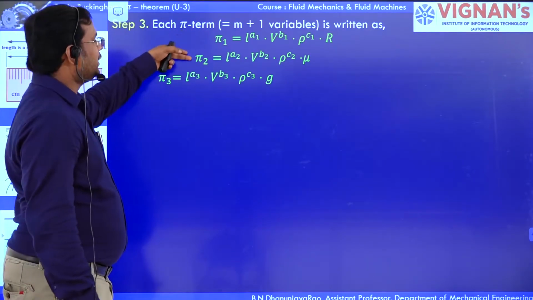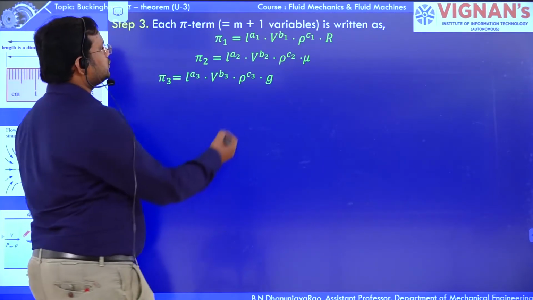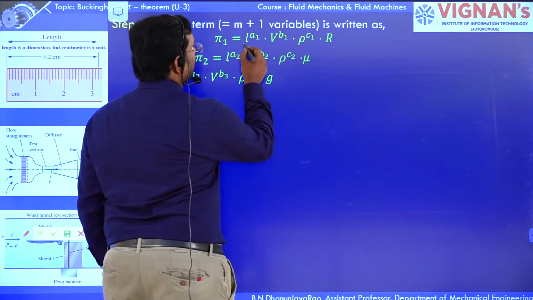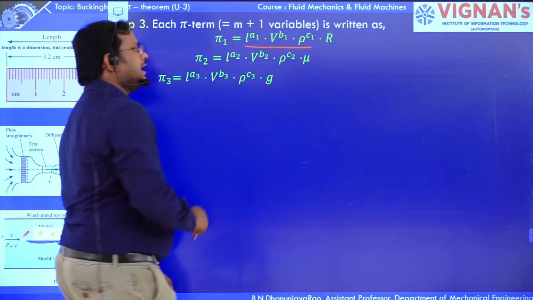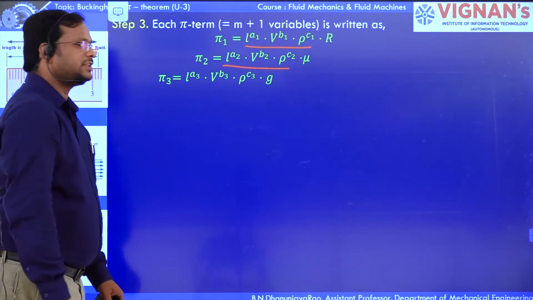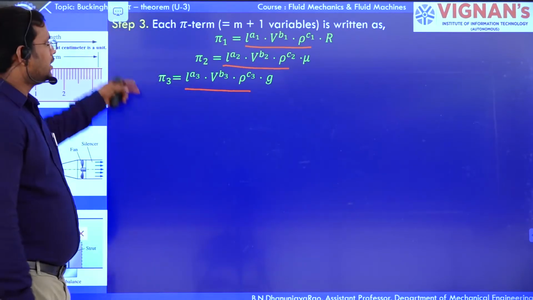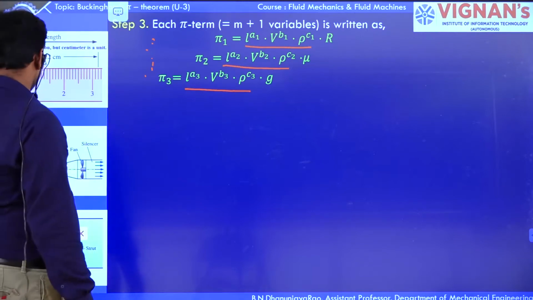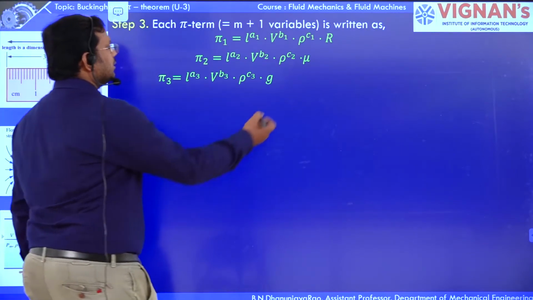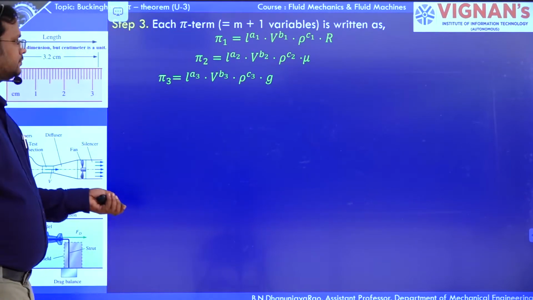So here we wrote the pi 1, pi 2, pi 3 terms. These 3 are the repeating variables: L, V, rho. In the second pi term also, L, V, rho is repeating. In the third pi term also, L, V, rho is repeating. So we are formed with these 3 pi terms. Here in the first pi term there is R, in the second there is mu, and in the third there is g, the remaining variables.